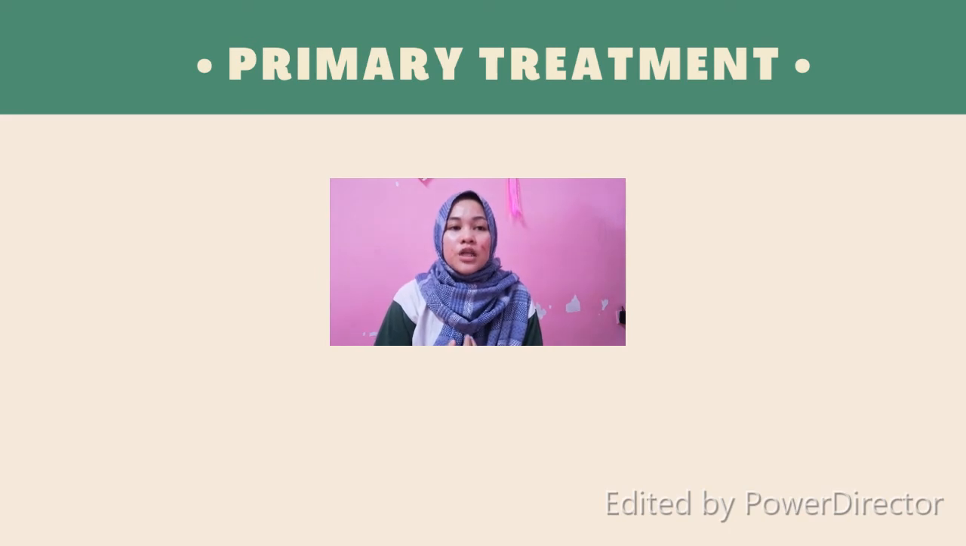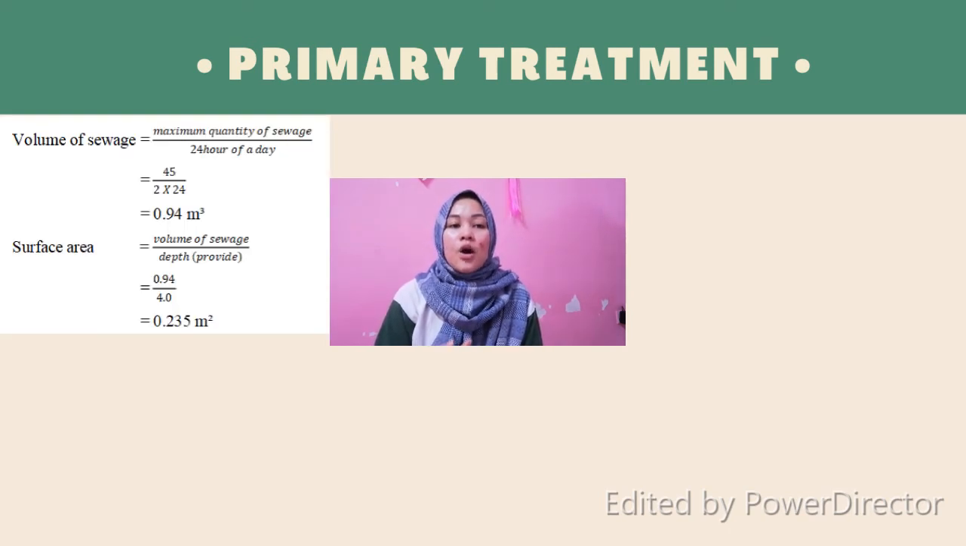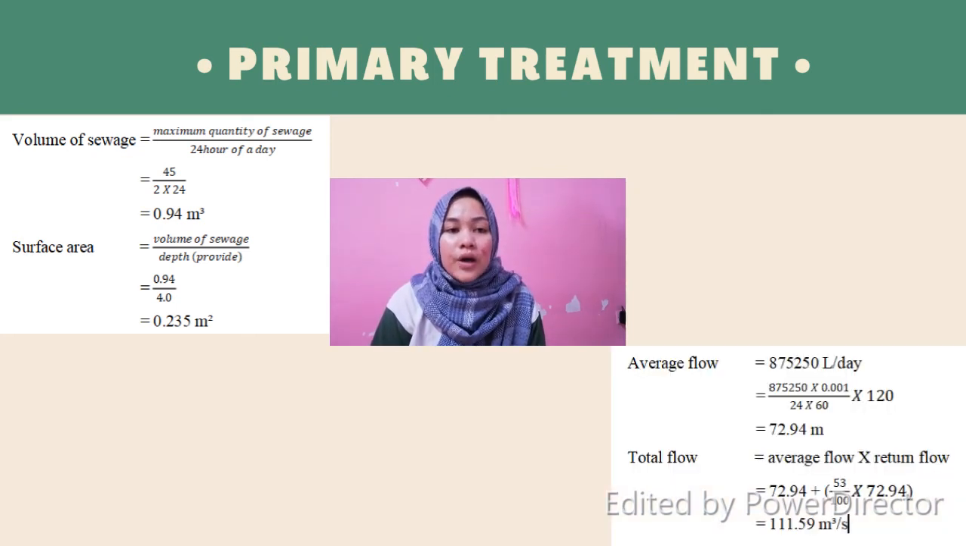Volume of sewage equals maximum quantity of sewage over 24 hours of a day, and the volume is 0.94 meter cube. Surface area equals volume of sewage over depth, and the total is 0.235 meter square. Average flow equals 72.94, and the total flow equals average flow multiplied by return flow, which is 111.59 meter cube per second.